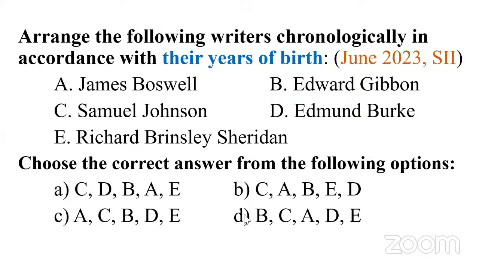Then just believe in yourself. So C, A and B both start with C. So definitely it should be Samuel Johnson. Now you are left with two options. You can eliminate D. C, D, B, A, E or C, A.